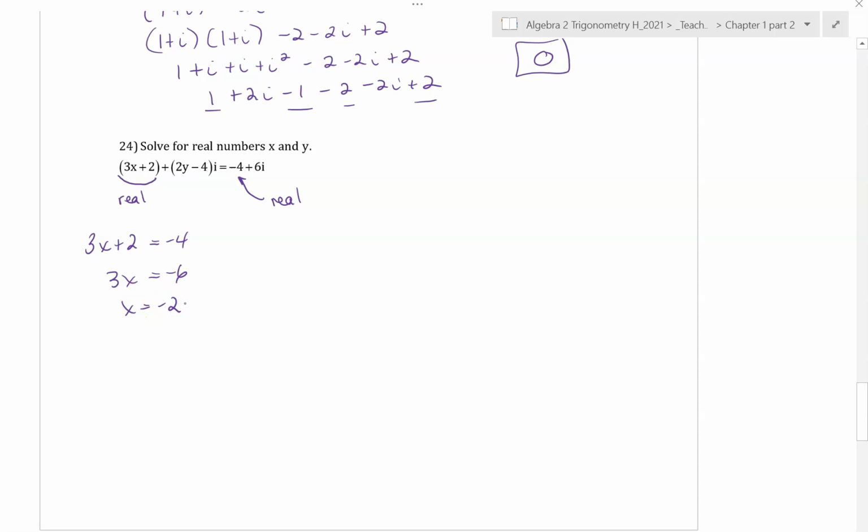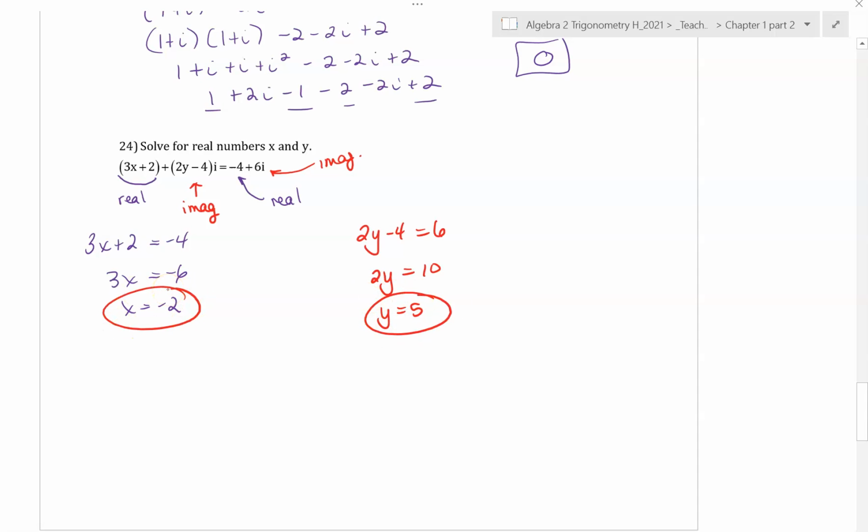Okay. Now you can compare the imaginary part on the left side of the equation with the imaginary part on the right side of the equation. So 2y minus 4 equals 6. So y is 5 and x is negative 2.